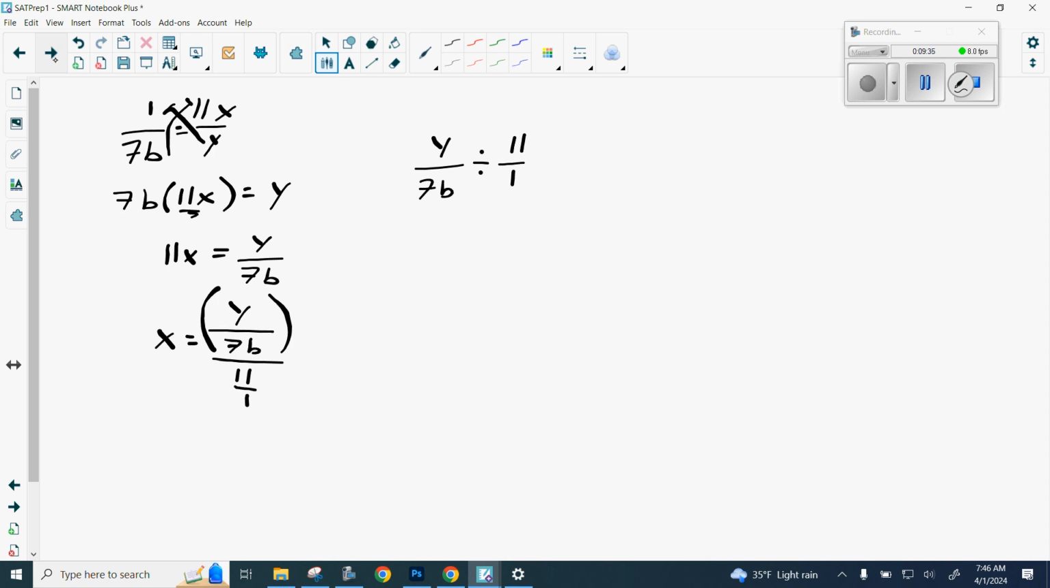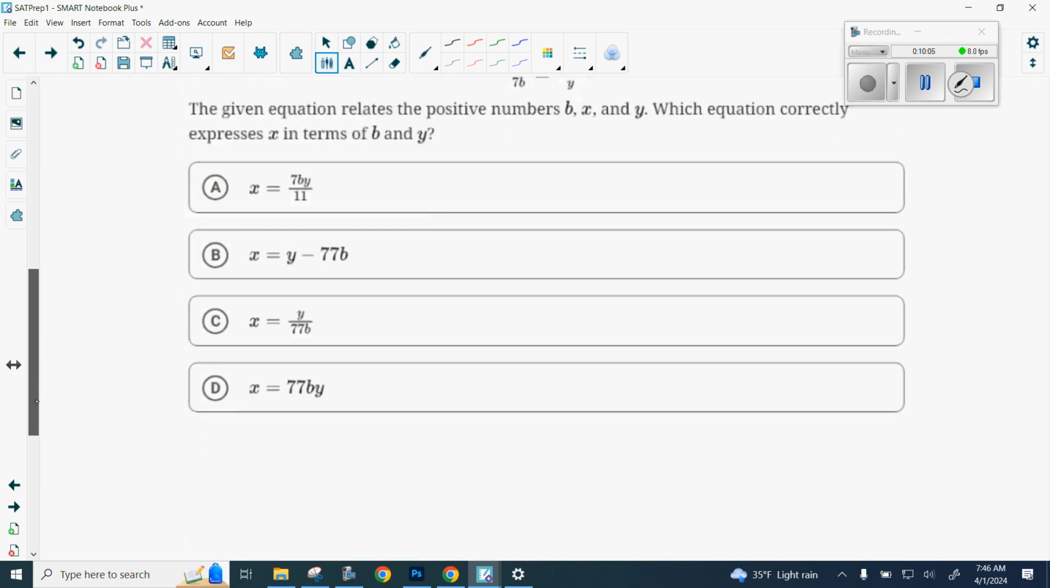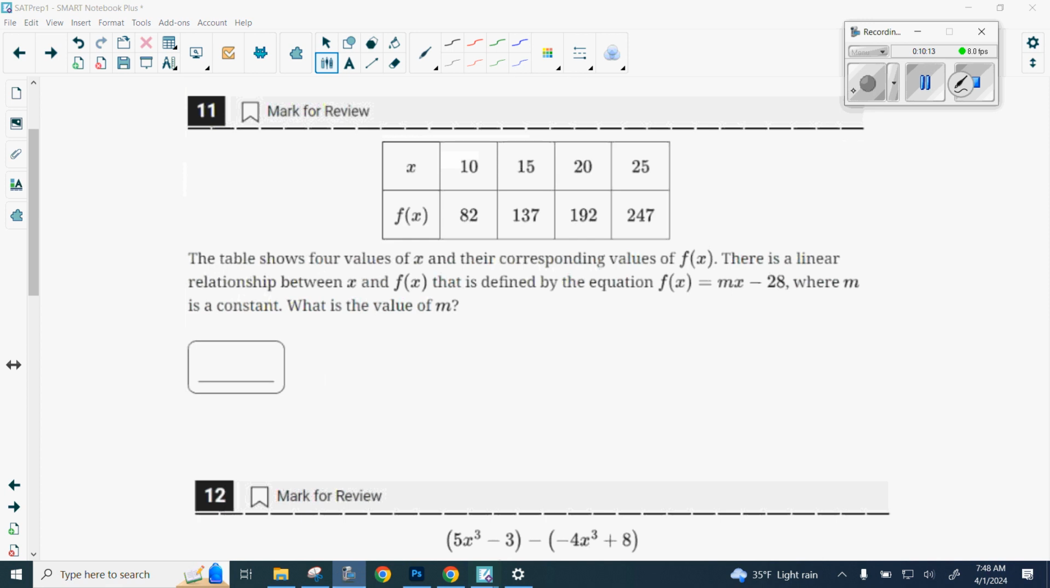I like to look at it this way. It's a little easier to see, right? Because now it's time to flip it and multiply. So x equals y over 7b times 1 over 11, which is y over 77b. Let's hope that that's one of our possible answers. Boom shakalaka. There it is. All right, next one.